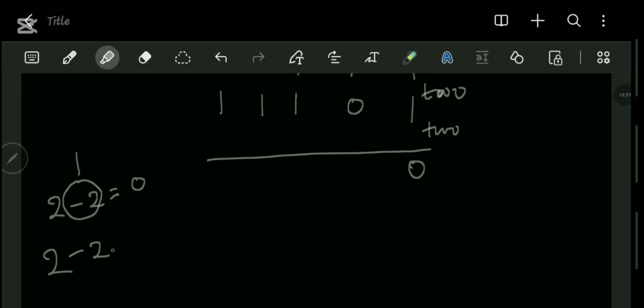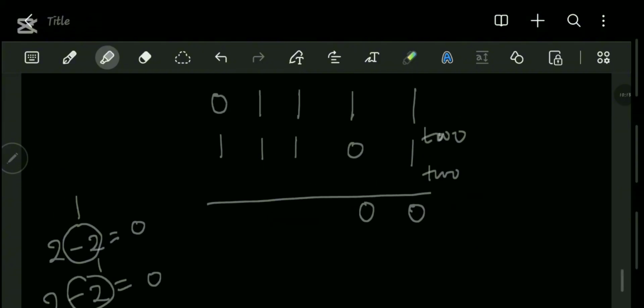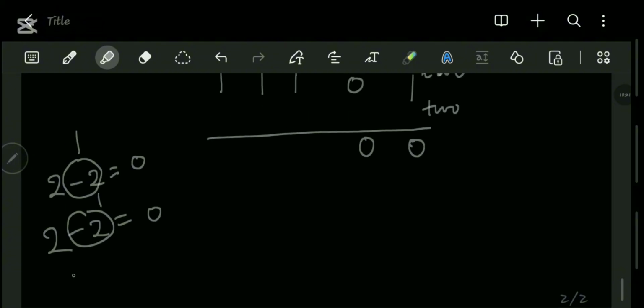2 minus 2 gives me 0. I can drop the 0 here. And how many times did I subtract it? It's 1. I'm carrying that 1 over to the next one. So 1 plus 1 is 2. Plus this one is 3, right? And you know 3 is bigger than the base. So this 3 I got, minus the base 2 from it. So 3 minus 2 is what? Is 1. I can drop this 1 here.